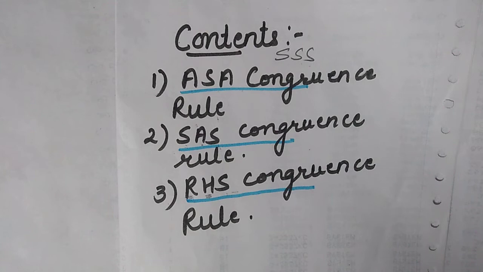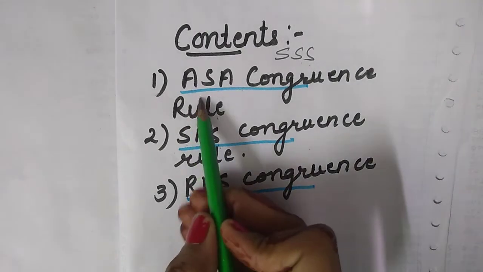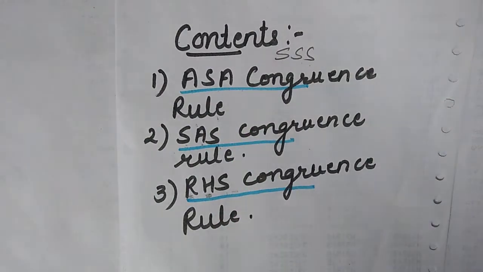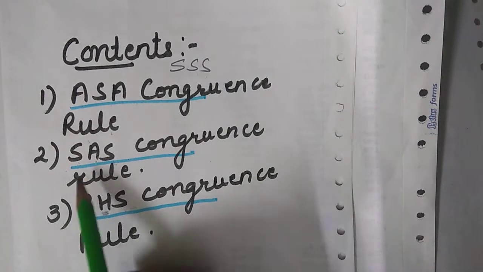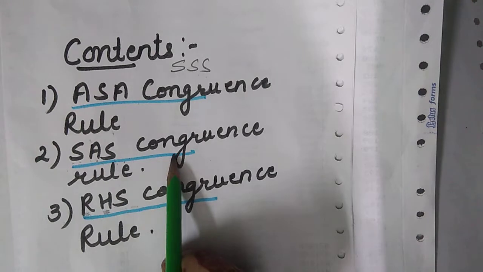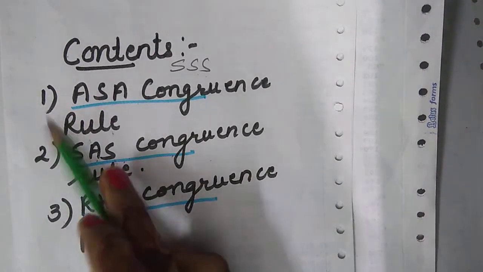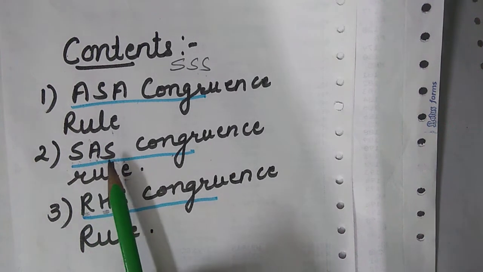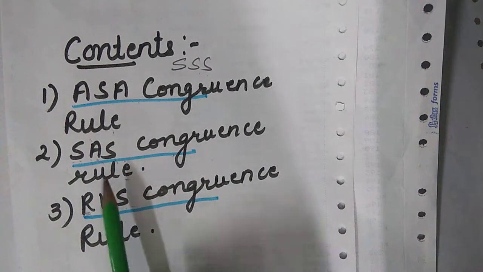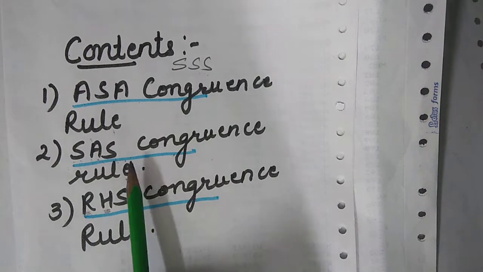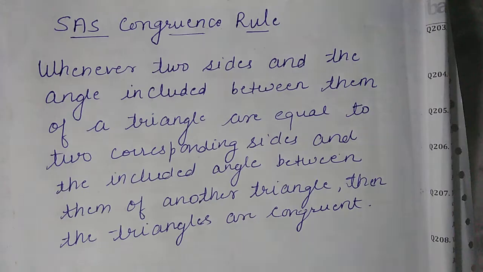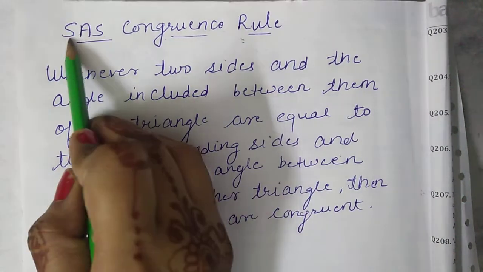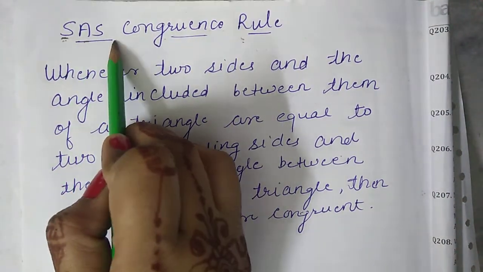So from today's lecture, we are going to start with our second congruence rule. First we will discuss SAS congruence rule, and after that we will discuss ASA congruence rule. So first we will start with SAS congruence rule. It stands for side angle side.